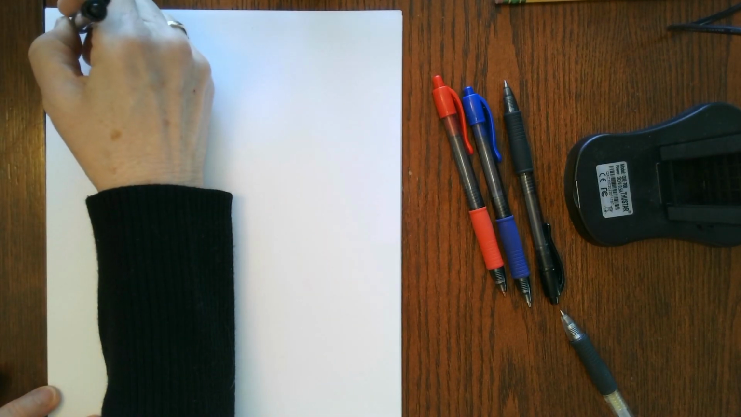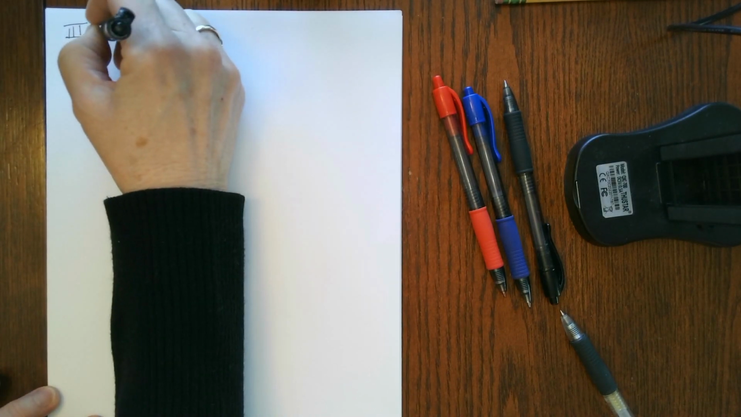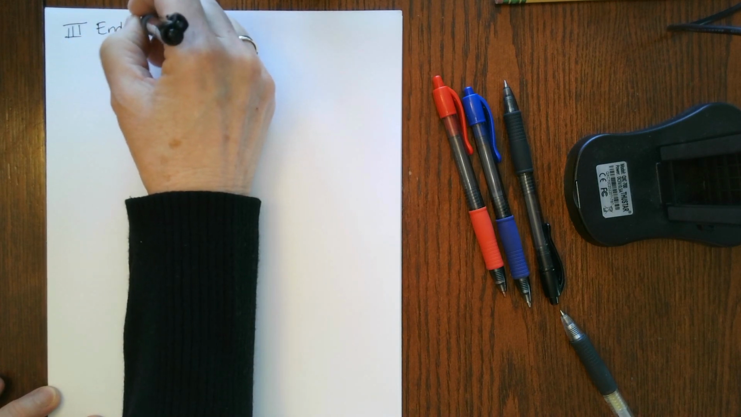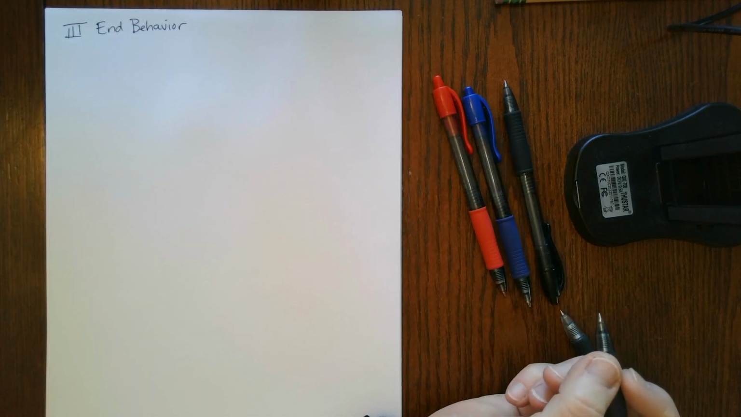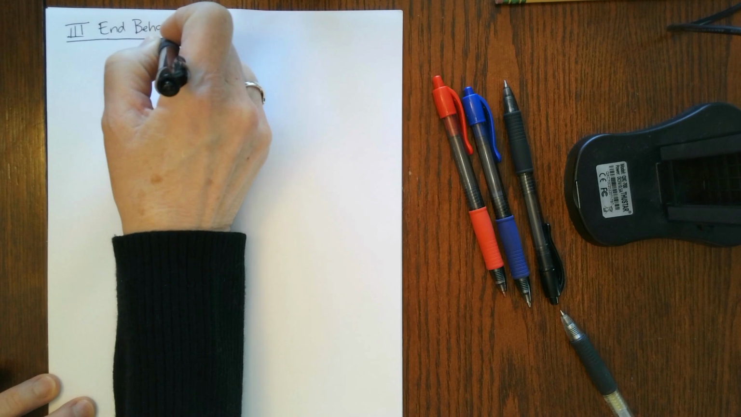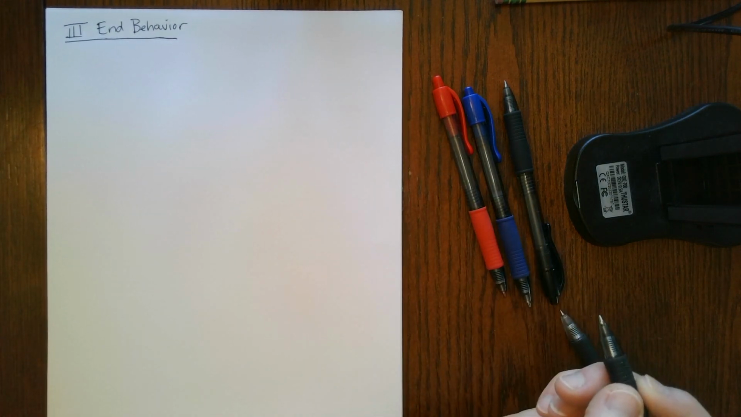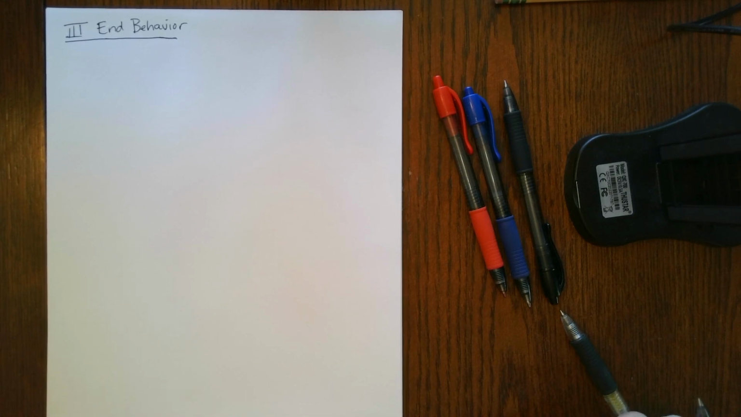Okay, so the end behavior for rational functions. By end behavior, I mean what happens when x grows unbounded in either a positive or a negative direction.